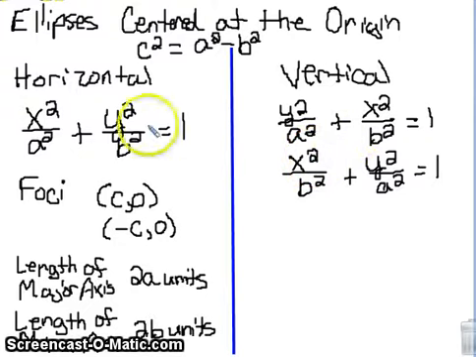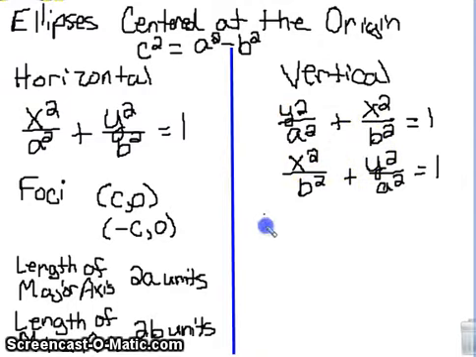The difference between these two: when it's horizontal, the A, which tells us A is larger, right, the A falls with the major axis. A, the larger, is under the X for horizontal, and the A is under the Y when the vertical is larger. So that's how you can tell your difference. Larger one's under the X for the horizontal, and the larger A is under the Y in vertical.